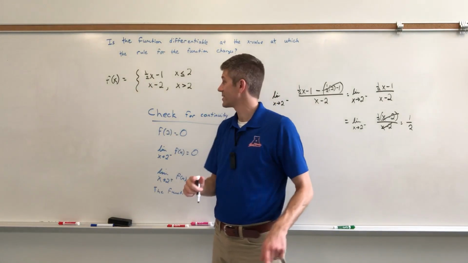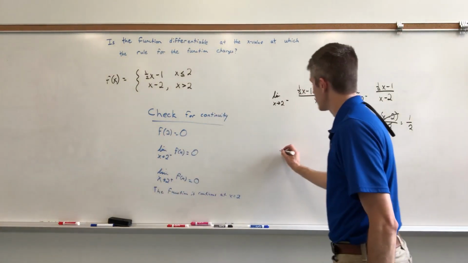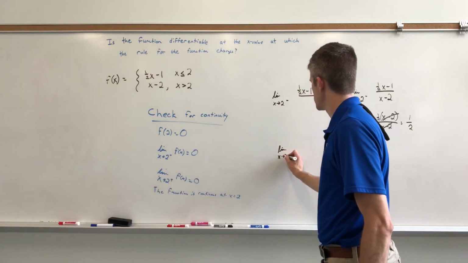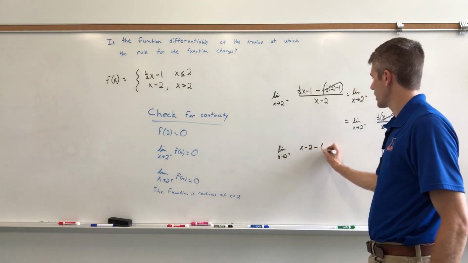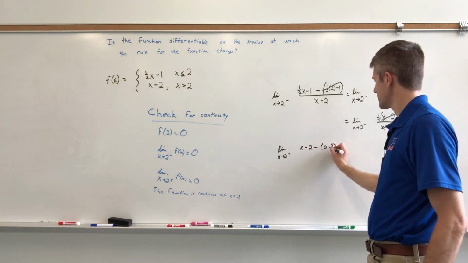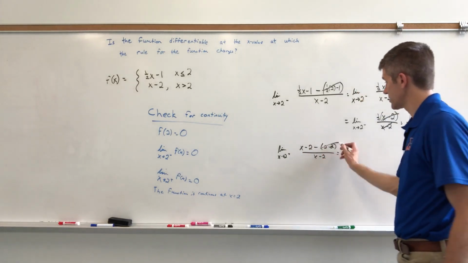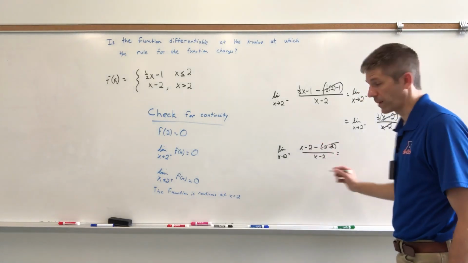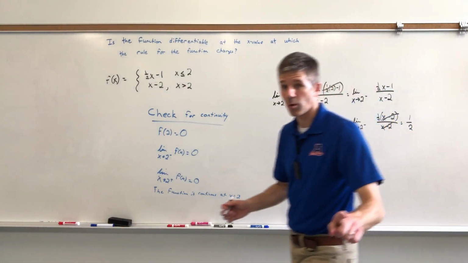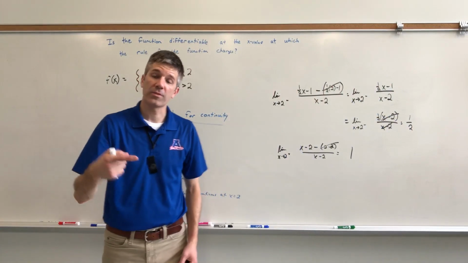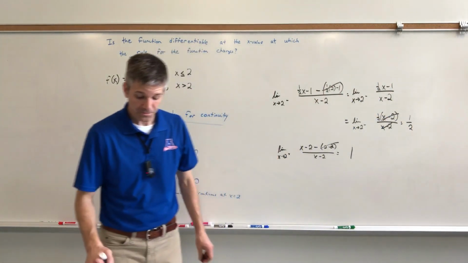We can go through that process if you want to. I'm going to do it very quickly. Limit as x approaches 2 from the right of that piece of the function minus what I get when I plug a 2 in, 2 minus 2, all over x minus 2. That's just 0. x minus 2 cancels with x minus 2, and it just gives me 1, which I knew to start with. Because the slope from the left doesn't match the slope from the right, the function is not differentiable.